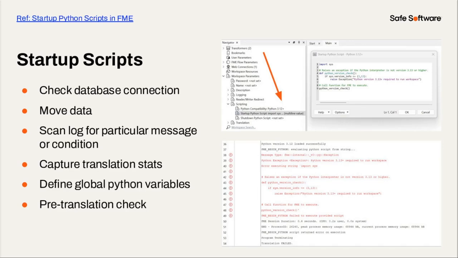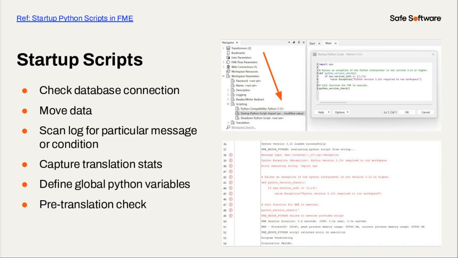It can also write out the translation statistics to a custom log, database table, or even email them to an admin. It can define global Python variables that can be accessed later on in the translation within a shutdown Python script. And it can also do a pre-translation check. I have an example of that on the slide here. Just at the top is a fairly simple Python script that will raise an exception if the Python interpreter is not version 3.13 or higher.